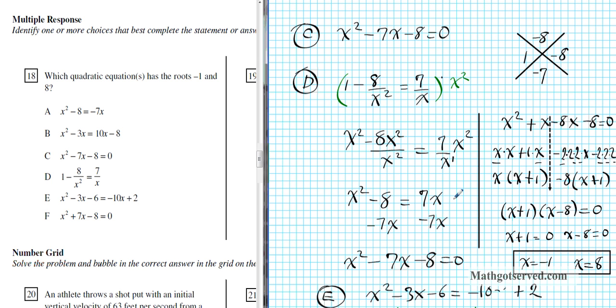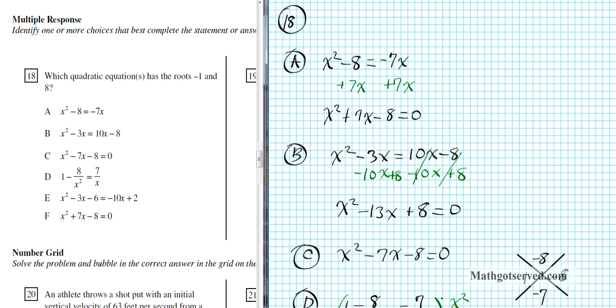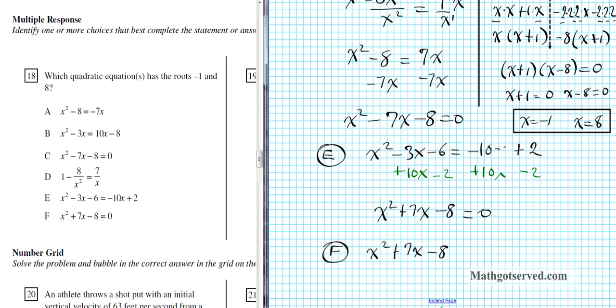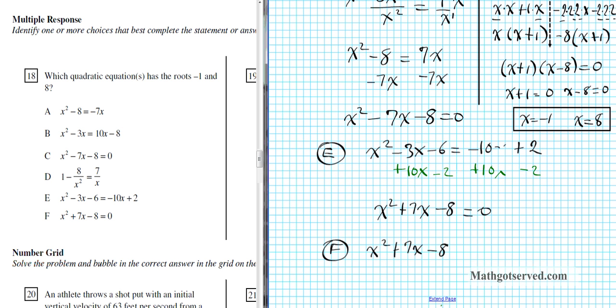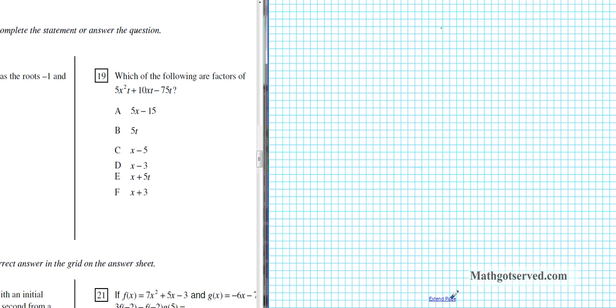So C and D, since C and D have the same equation in standard form, are our solutions. Let's make sure that no other one matches. Let me check A and B to make sure. So A doesn't match, B doesn't match, so it's just C and D. So we have two answers here, option C and D. Okay? All right, let's take a look at the last one, question number 19.